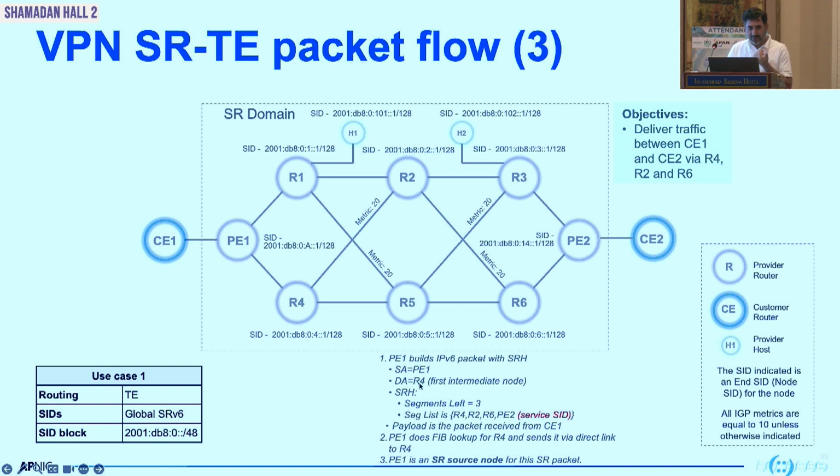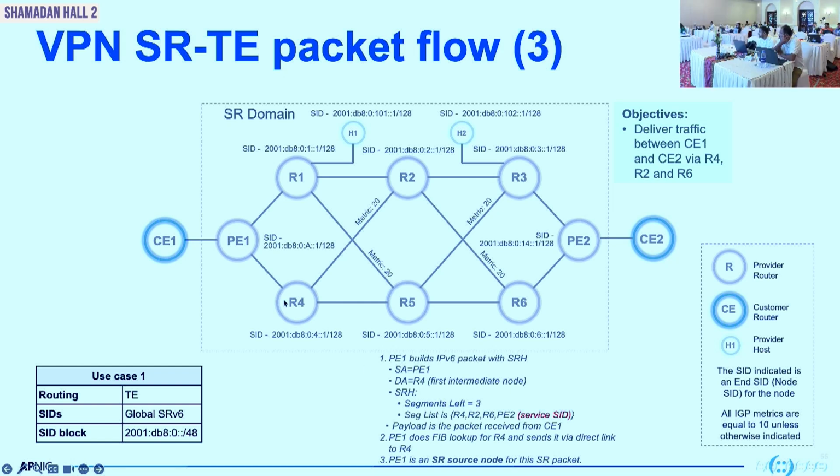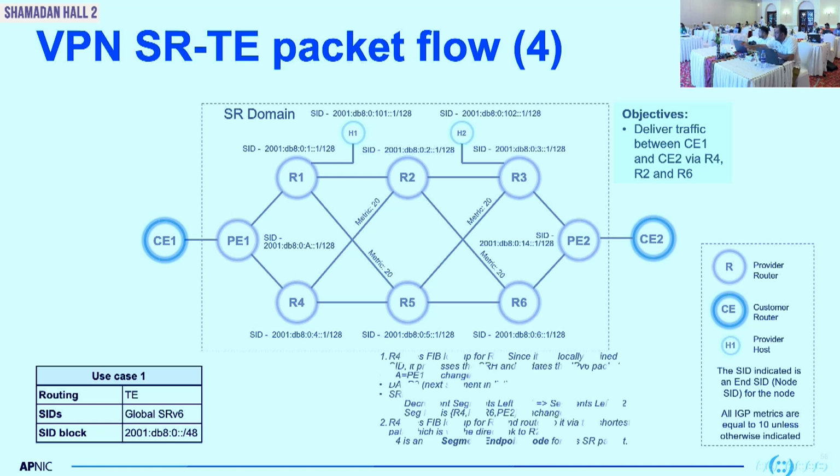Based on the destination address, P1 will process the packet. It will check the destination, which is R4, and do the IP lookup. So P1 will do the IP lookup for R4 and send the packet over the direct link to R4, because it is directly connected. This is the shortest path. As we know, this is our source node. So the packet will reach R4.